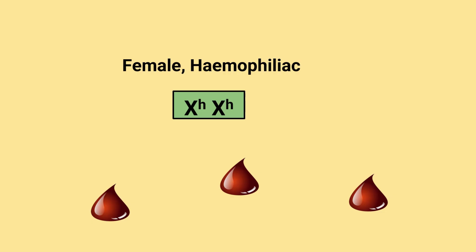Note that a female hemophiliac will have two copies of the recessive allele, one on each X chromosome.